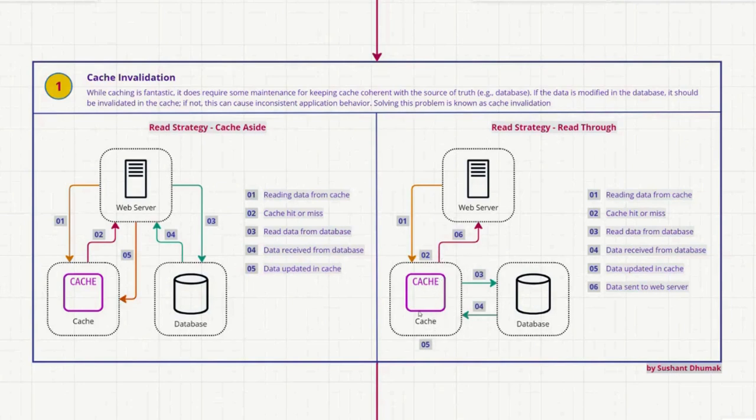So the point to remember is that the cache will first update itself. That means for the next request, the cache will have that data with itself. So first, after receiving data from the database, the cache will update itself, and then it will send that data to the web server. All right. I hope these two points are clear, or these two strategies are clear.